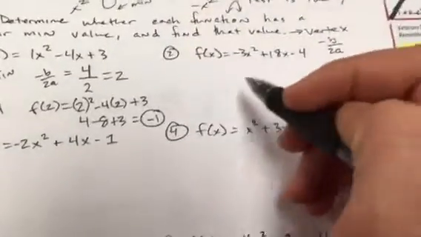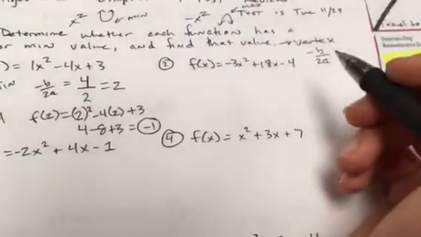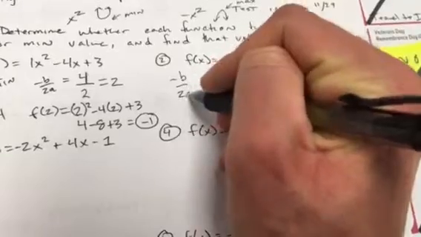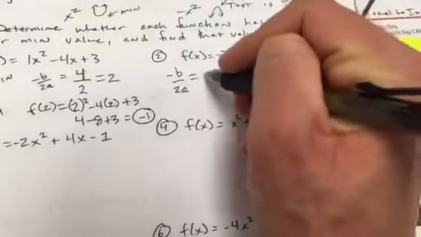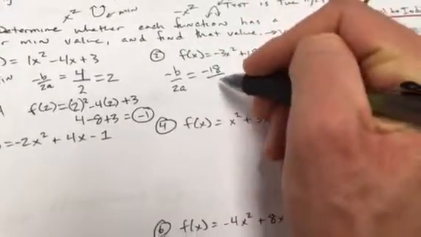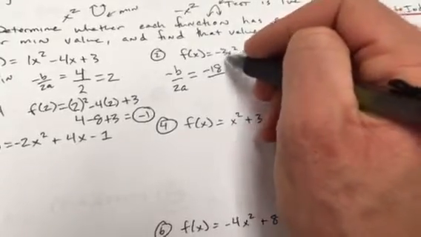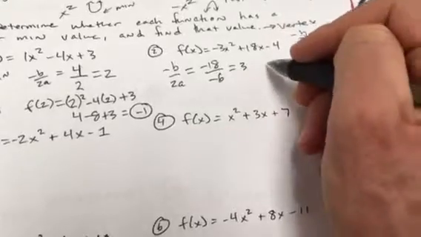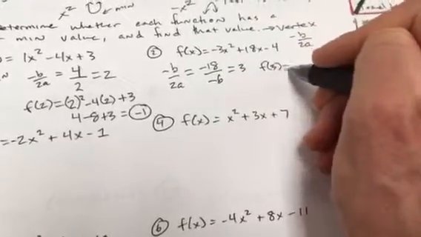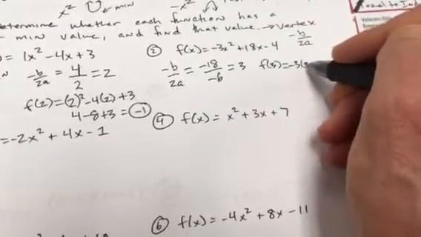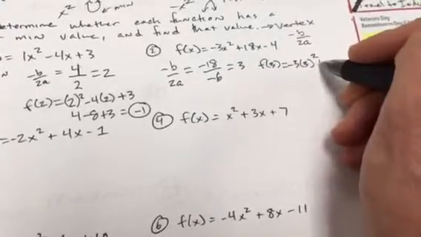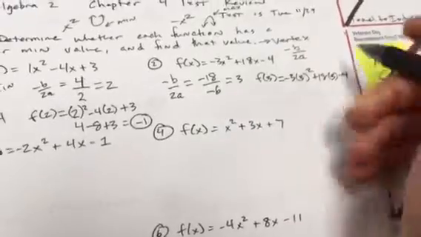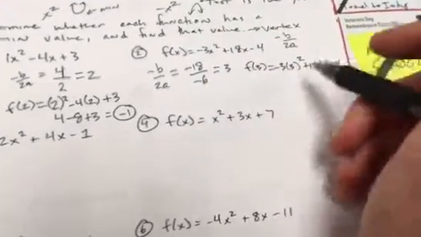All right, so take a look here at number 2. We're going to do negative b over 2a again. So negative b over 2a would be negative 16, the opposite of that middle term, over double this number there, so negative 6 gives you 3. You're going to take that 3 and plug it in for x. Negative 3 times 3 squared plus 18 times 3 minus 4. You can literally type it in just like this with the parentheses.